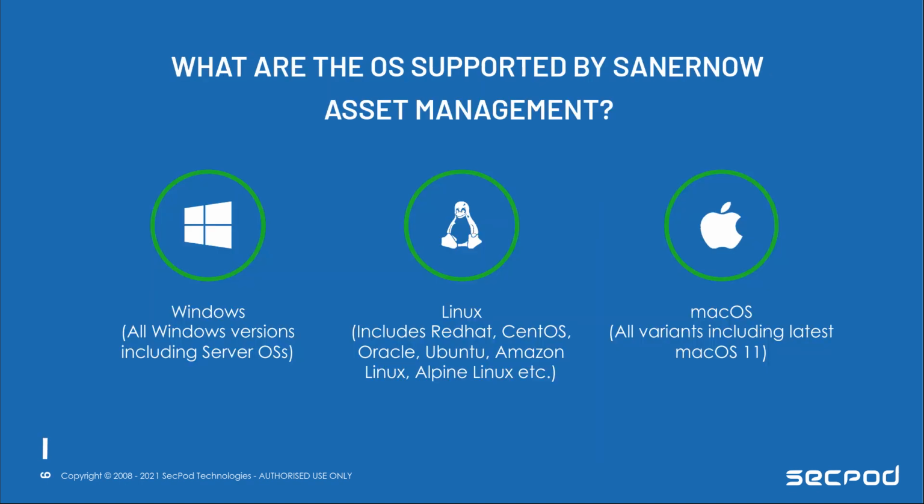Our next question is, what are the operating systems supported by SaneNow Asset Management? All major operating systems like Windows, that is desktops and servers, and Linux flavors like RPM and DPKG, which includes Red Hat, CentOS, Oracle, Ubuntu, as well as Alpine Linux, and also macOS up to the latest version, macOS 11. We support almost all the major operating systems. Yes, so SaneNow Asset Management supports all the major operating systems, including Windows, Mac, and Linux. Thank you, Bharat.